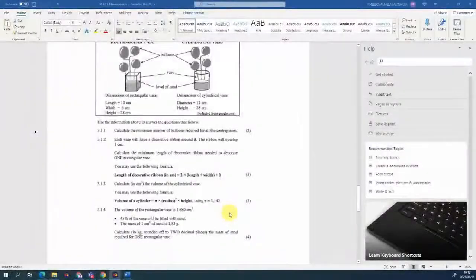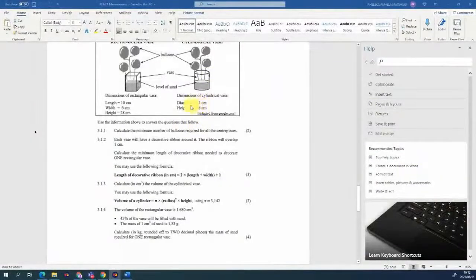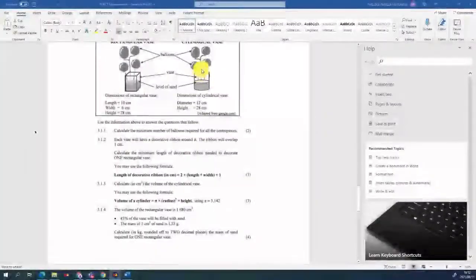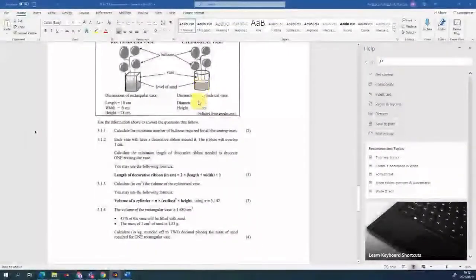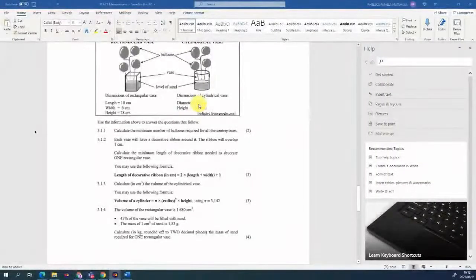Multiply with the radius. What is the radius of the vase? Are they giving it? No, they give the diameter. And what is the diameter? It is the line from one end of the circle to the other end going through the midpoint. And in this case, the radius will be half of 12, which is 6 centimeter. Multiply with the height. The height is, what did they give? 28.